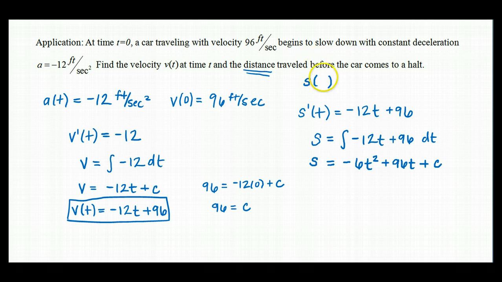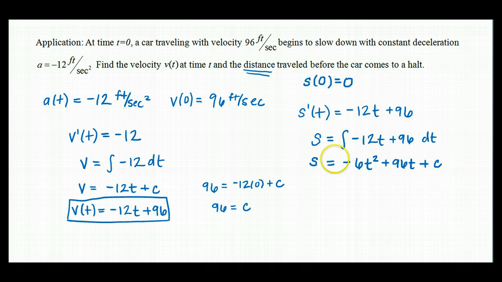So do I know anything about the position function s? Well, at time 0, I want to be able to determine the distance traveled before the car comes to a stop. If I started recording at time 0, then the car hasn't gone anywhere. So I do have an initial condition, but it requires me to think a little bit. At time 0, the car hasn't traveled anywhere. That's when I'm barely starting to record information, so I haven't recorded any distance traveled. So s of 0 equals 0.